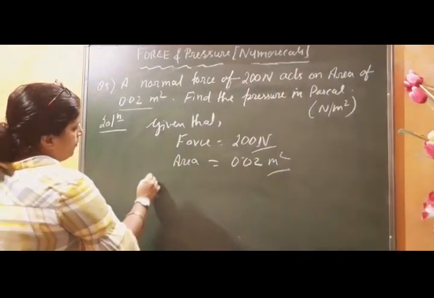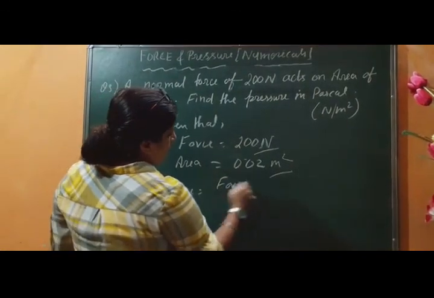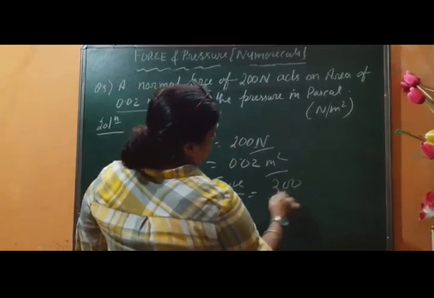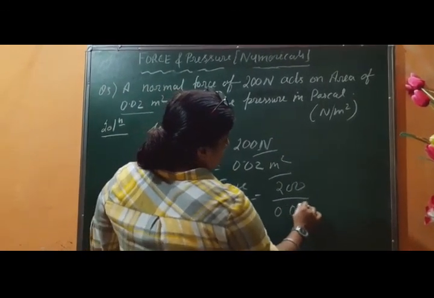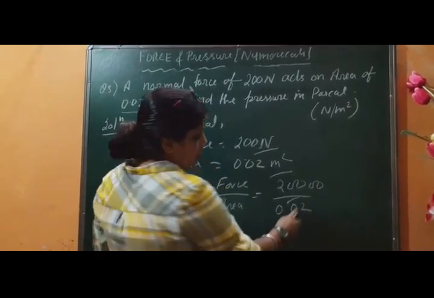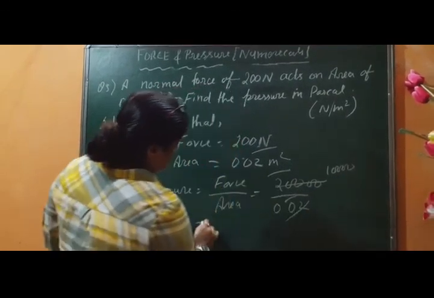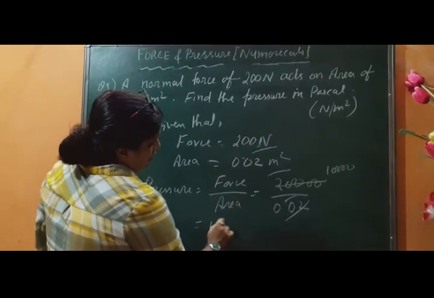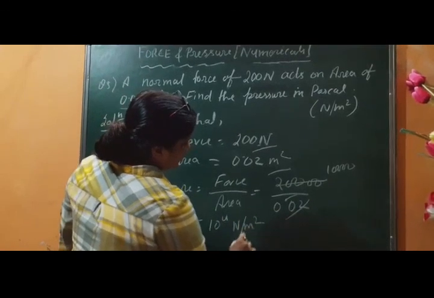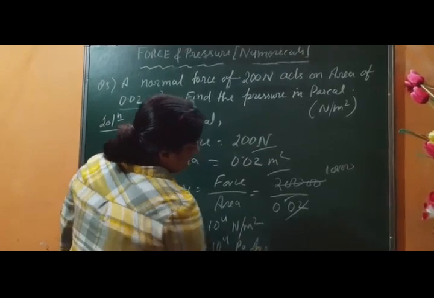So what is the formula of pressure? Pressure is equal to force upon area. So we just put the value and get the answer. This is 200 upon 0.02. If you remove this decimal sign, then 2 more zeros are there because there are 2 digits. So 1 with 4 zeros, that is 10 to the power 4 Newton per meter square, or 10 to the power 4 Pascal. That is your answer.